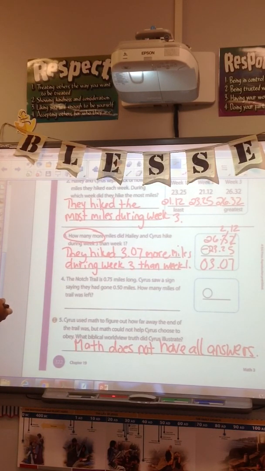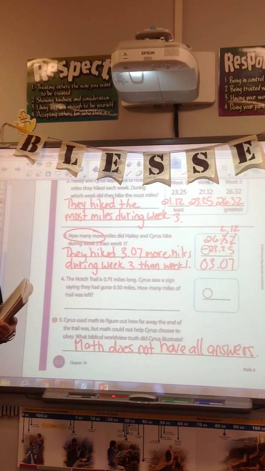Okay, number 4, the Notch Trail is 75 hundredths of a mile long. Now, that's not even a whole mile, that's 75 hundredths of a mile, which is 3/4 of a mile. Cyrus saw a sign saying they had gone 50 hundredths of a mile, which is half, right? Half of a mile. How many miles of trail was left?